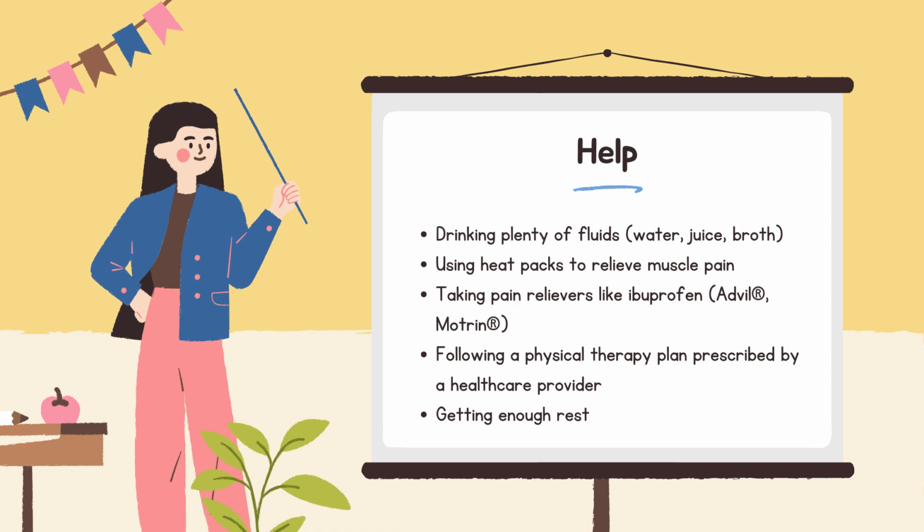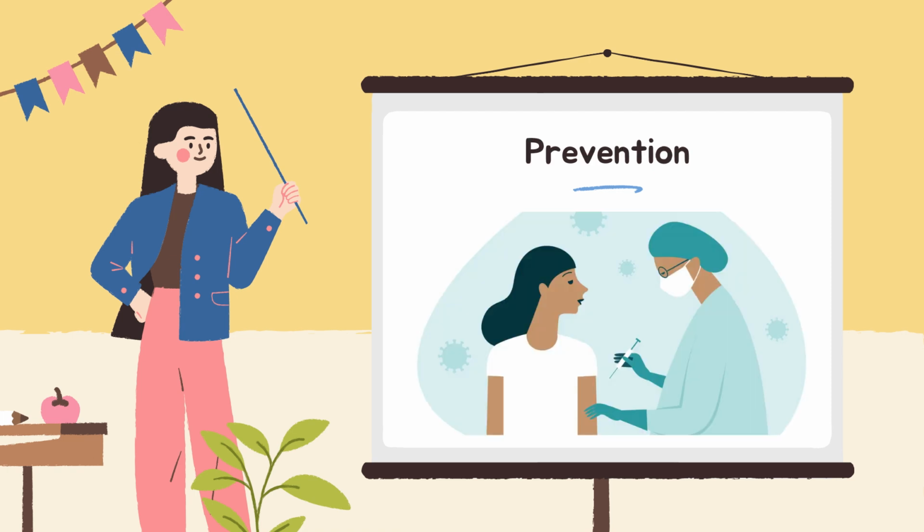Is there a cure for polio? No, there is no cure for polio. The virus must run its course, and there is no way to speed up recovery or prevent paralysis once infected. Polio prevention. How can I prevent polio? The best way to prevent polio is through vaccination. Polio vaccines are typically given in childhood, but unvaccinated adults can still receive them.